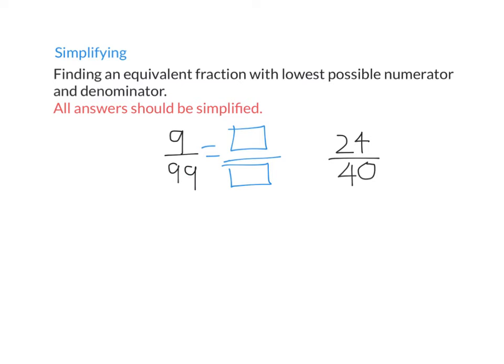What we do is we divide top and bottom by the highest common factor. So the highest common factor of 9 and 99. I'm saying, what is the highest number that goes into 9 but also 99? Turns out that number's 9. 9 goes into 9. 9 goes into 99. So to simplify it, I'm going to divide the top by 9 because I chose 9 because it's the highest common factor of these two numbers.